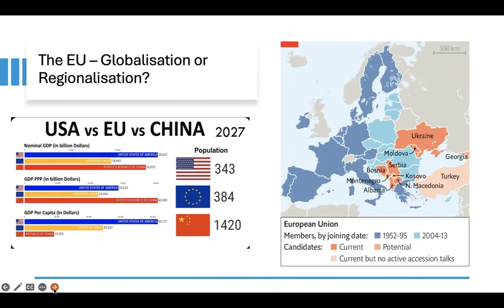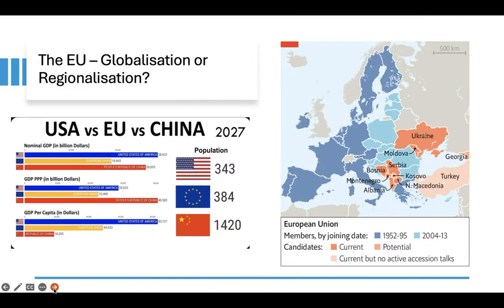Now, you might ask, is the EU therefore just a regional club? Or does it actually push globalisation, as you can see from the title of the slide? Is it a globalised entity or is it just a regional entity? Well, the answer to that is probably both. The single market is a classic act of regional integration, lowering borders inside Europe so that companies can scale up and citizens can live, study, and work across those countries as if they were almost one.